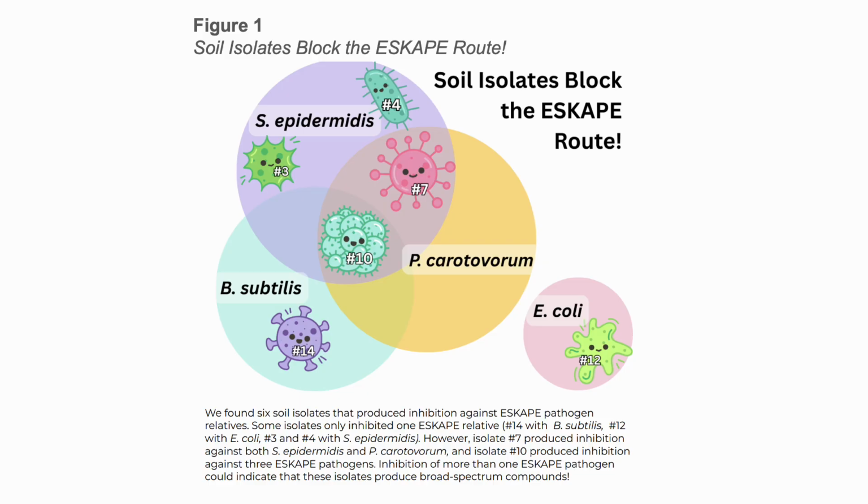This is another example that one of my students came up with that I think shows really well all of those interactions, and it's fun. So this is a Venn diagram. You can see that they tested their microbes against B. subtilis, S. epidermidis, P. carnivororum, and E. coli. There were several that were only effective against one, so that was like number 12, number 14, number 3, and number 4. Number 7 was effective against 2 species, S. epidermidis and P. carnivororum.